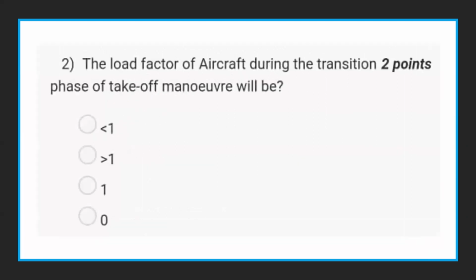How about question 2? The load factor of the aircraft during the transition phase of takeoff maneuver will be greater than 1. Why? Because, sir, we need lift greater than our weight if we want to climb. Yeah, that's right. You need more lift because we're basically going into the air. So lift is greater than the weight. Load factor, and what is load factor's definition? L by W.